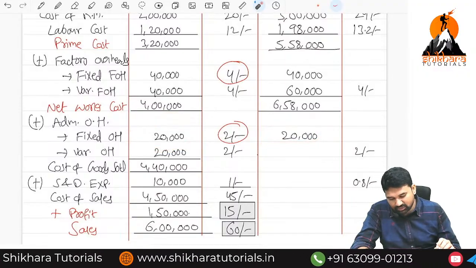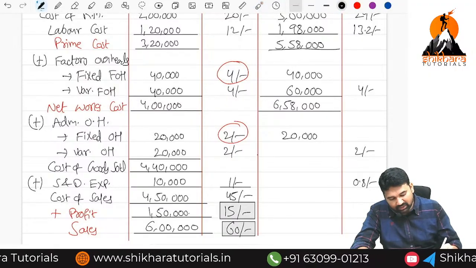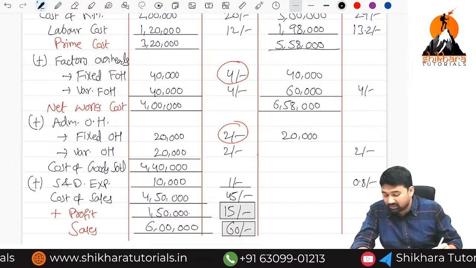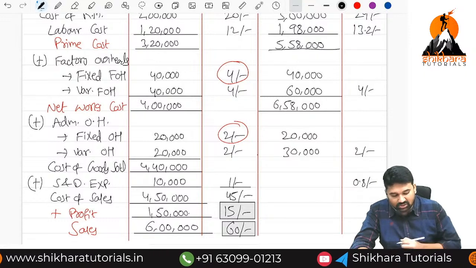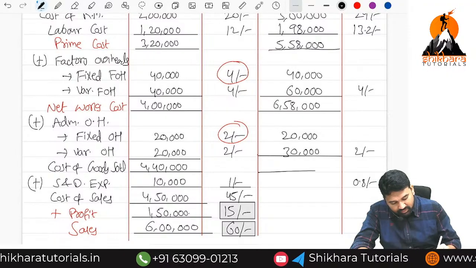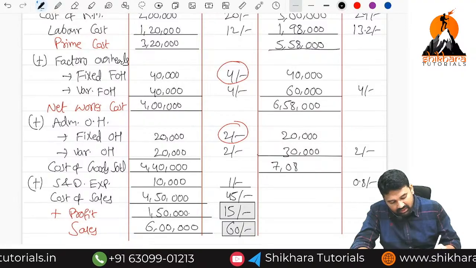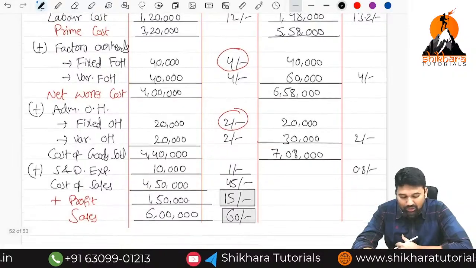Okay. Next one. Variable overheads are 2 rupees, so 15,000 into 2, how much? 30,000. Okay. The total is 7 lakh... 8,000. 7, not 8. 7 lakh 8,000. Do you have the clarity?